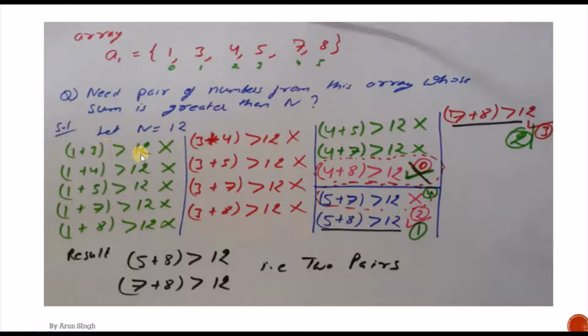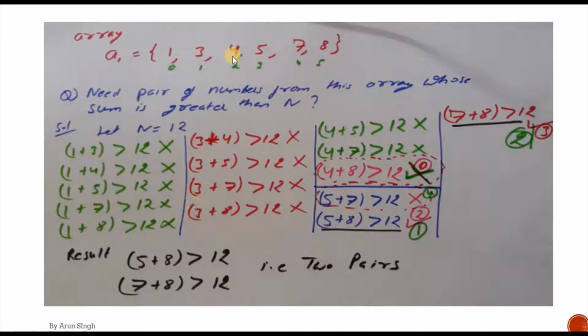So is 1 plus 3 greater than 12? No. 1 plus 4? No. 1 plus 5? No. 1 plus 7? No. 1 plus 8? No. So I keep this one static and check for these numbers 3, 4, 5, 7, 8. Greater than 12? No. Now I move the pointer from 0 to 1 and keep it at 3.